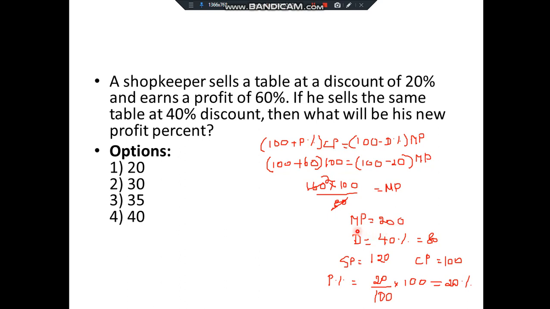So substitute the value of profit and discount. So 100 plus 60 into cost price, here we'll assume it to be 100, and using that we'll find the market price. And now with the market price, and the discount percentage they have given us as 40%, and we already know cost price as 100, we can easily find the profit percentage. Just substitute in the same formula, you can find the profit percentage as 20. Okay, see the next question.